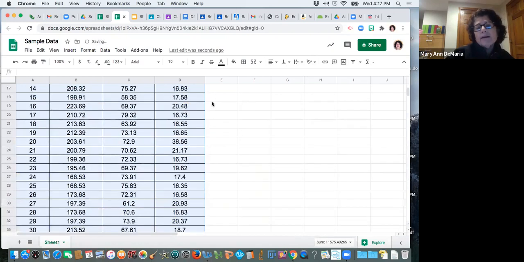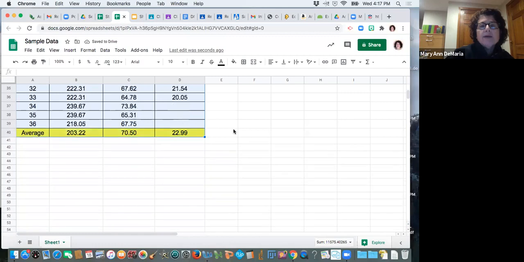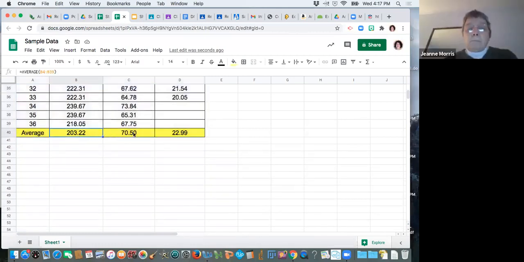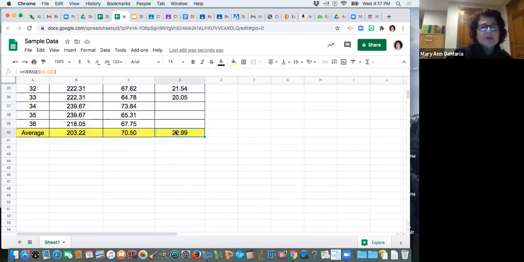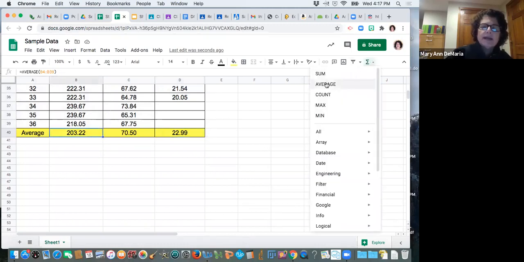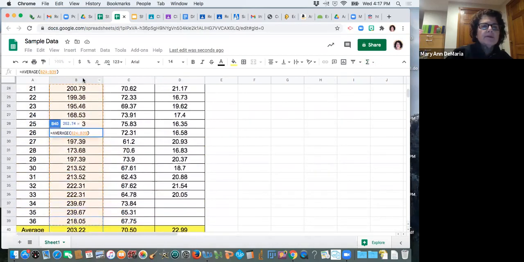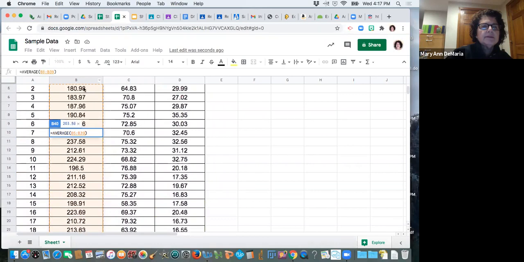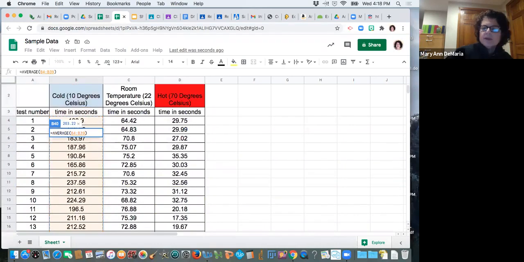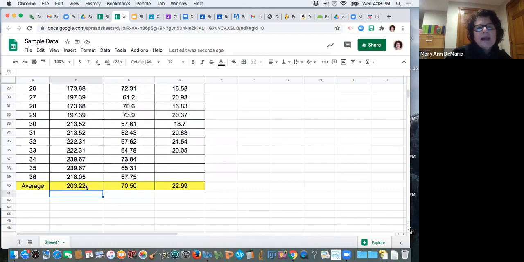So I don't want to graph all these numbers. I only want to graph these final 3 numbers. So I encourage kids to take the average. Do you guys know how to do that in the spreadsheet? You just go up here, you say average, and you select all the numbers that you want to average, and then you just hit enter. And so there's the average for our cold water. Here's the average for our room temperature water. And here's the average for our hot water.